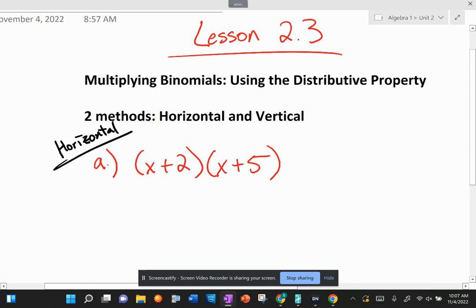Okay. So we are getting into multiplying polynomials. This is a method that you will use, I don't know, as far as your math career goes, in perpetuity. You'll just use it forever.